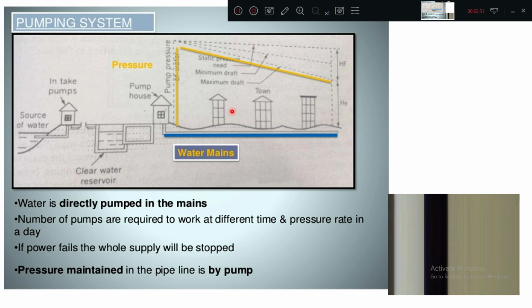Now the pumping system, used when the city is situated above the river, above the source of water. That is why we have intake pumps as well as a reservoir, plus some pump house is also there. So water is directly pumped into the mains. So this is the water main line, and here the pumping of water will take place. A number of pumps are required to work at different times, so there will be a number of pumps working at different times and at different pressures in a day to meet the customers' demand. If power fails, the whole supply will be stopped, so the total city's supply will be disturbed. Pressure in the pipeline is maintained by the pump itself.